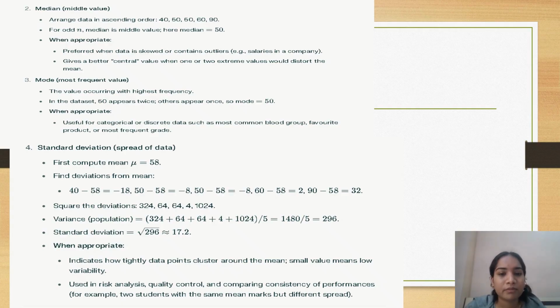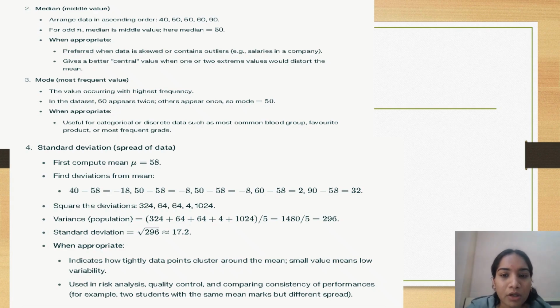So we discuss where the median is appropriate. The median is appropriate when the data is skewed and when there are outliers, because the median stays stable. Then we see the mode, which is the most frequent value, the value occurring with highest frequency. In the given data set, 50 appears twice and the others appear once, so the mode is 50. It is useful for categorical or discrete data such as the most common blood group, favorite products, or most frequent grade.